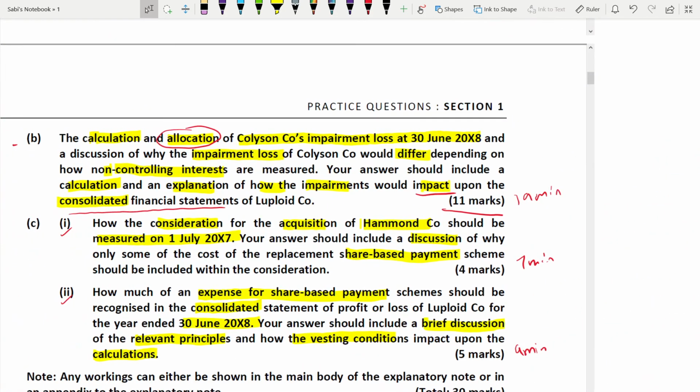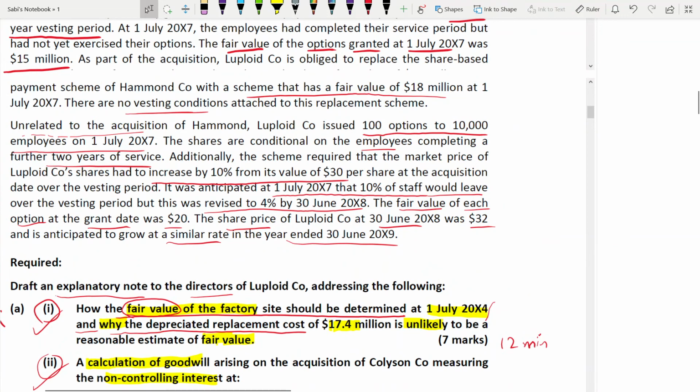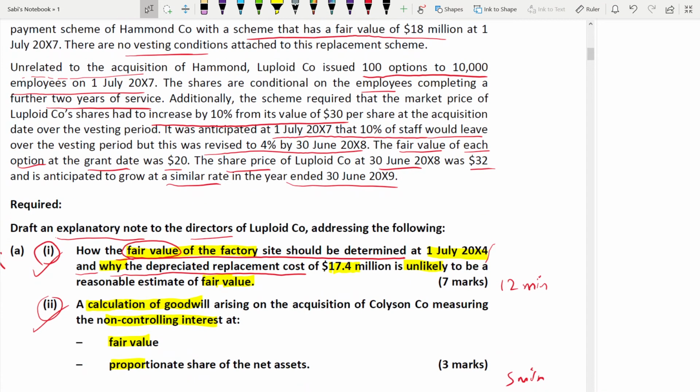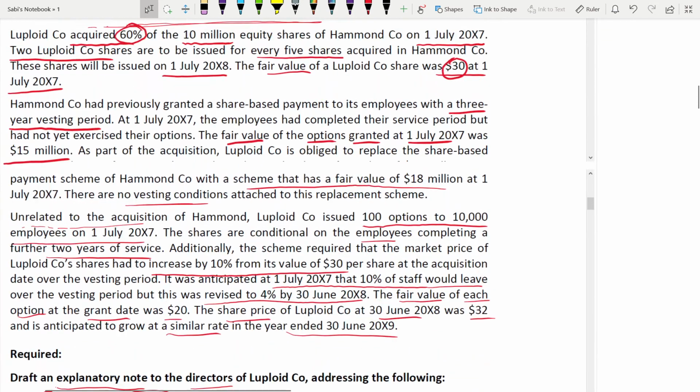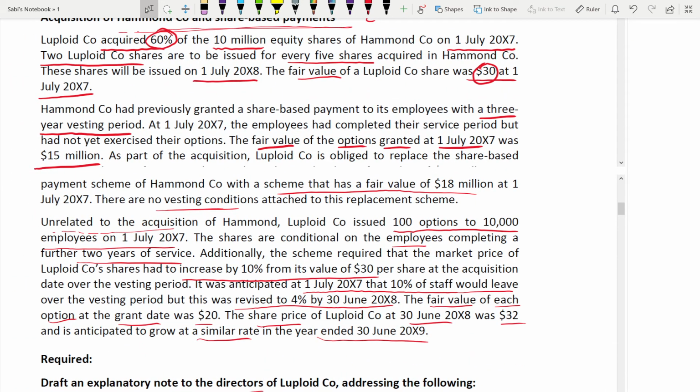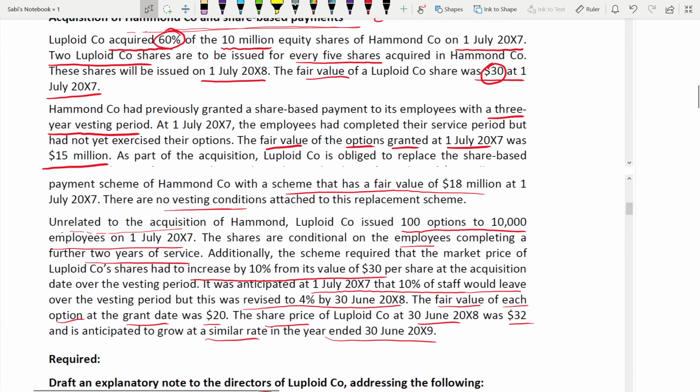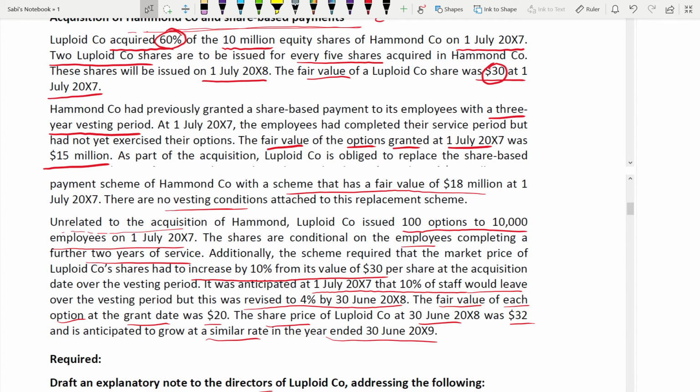The reason I'm taking you in and out is for you not to get confused. There are so many fair values, if you see, that you can get confused. If you see, they have told the fair value of the option granted at 15 million. This option is not needed. We are talking about the replacement scheme.